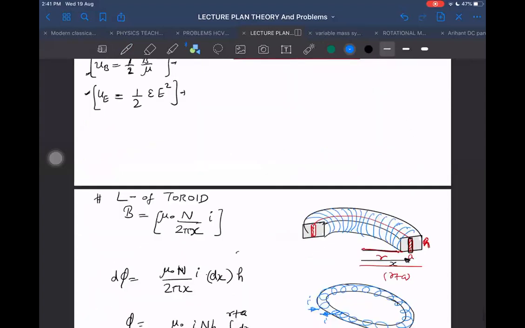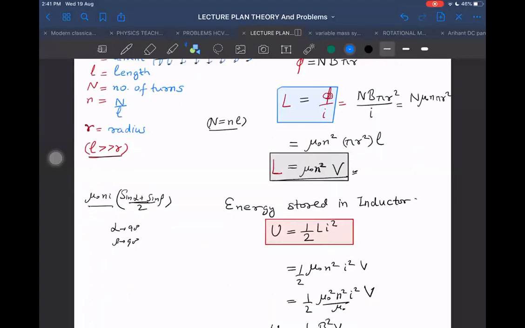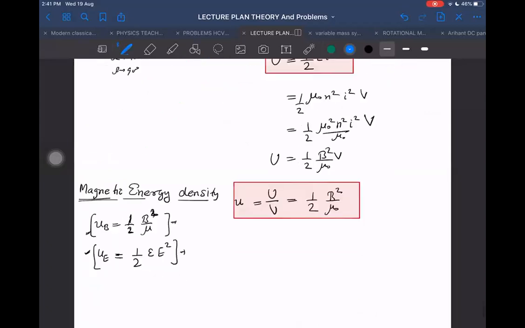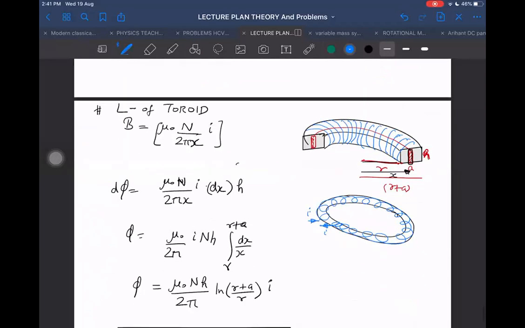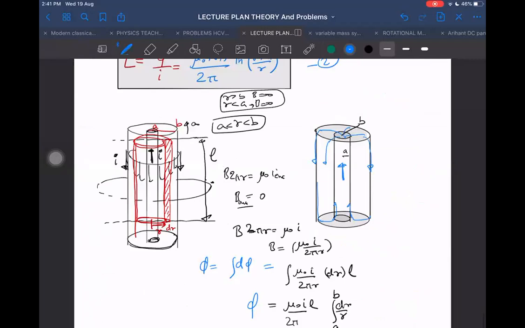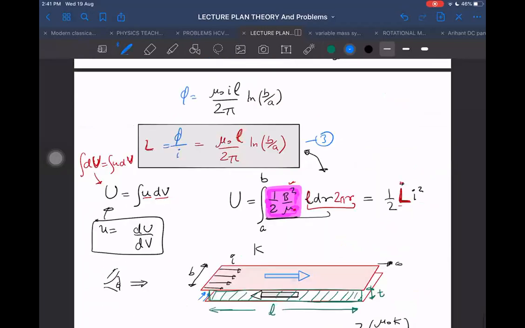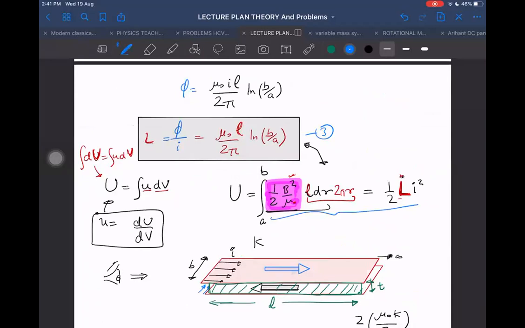Starting from the solenoid first, that we ended up getting here, number 1. Then we got another formula for the toroid somewhere. Where is the toroid formula? Toroid, second. The third one we got for this case, that is number 3. Here I have left it for you. You have to see yourself whether we are getting the same answer from here or not.